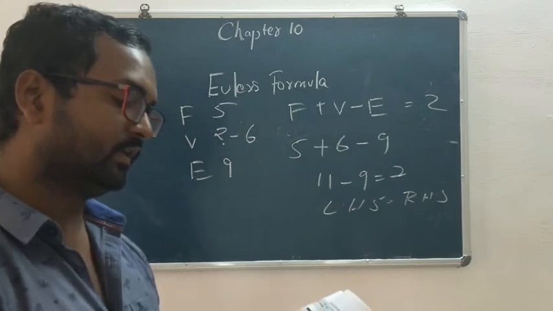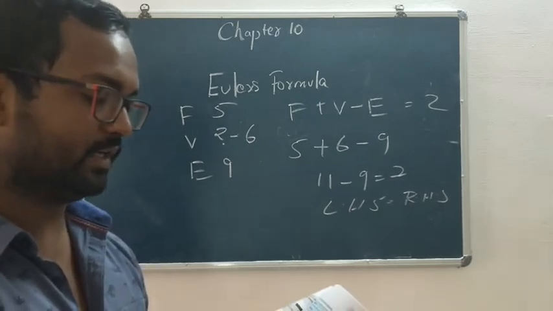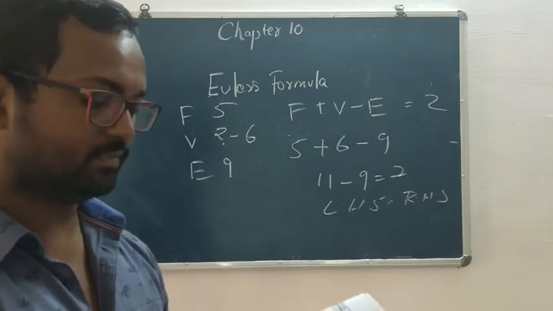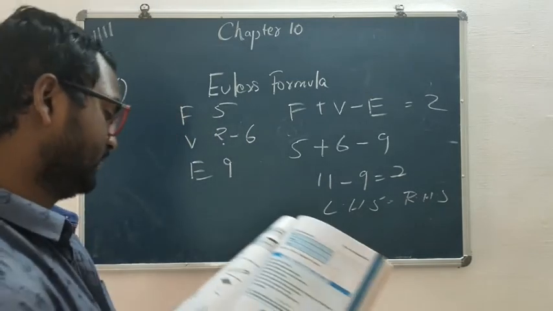Okay, so the third one I am giving you as a homework. Which is 20 faces, 12 vertices, and edges is missing. So you have to find that. That is your homework.